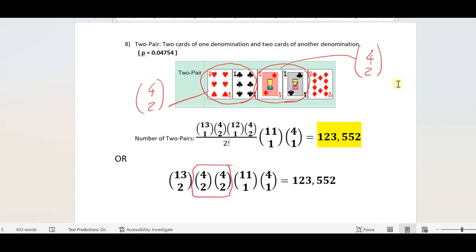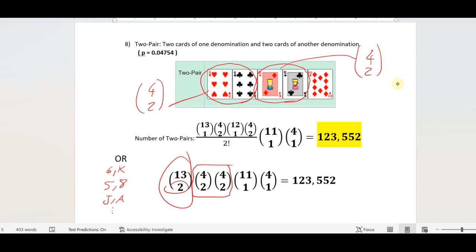Now, because there are 13 denominations, for any particular pair there are 13 choose 2 ways I can select the denominations. So for example, I can go 5-8, I can go Jack and Ace, and so on. This particular example I have up here is 6 and King. So how many of these are there? There are 13 choose 2. Okay, so that's where that comes from.